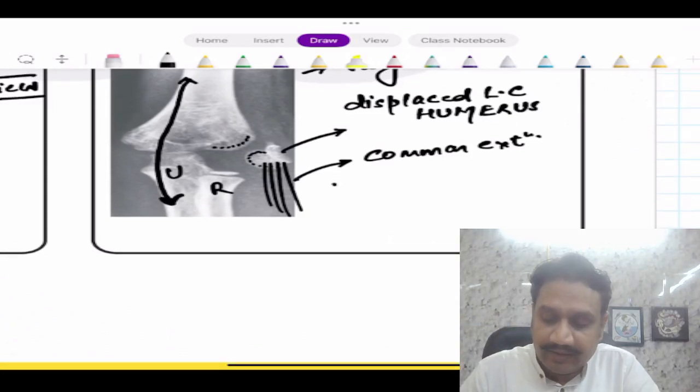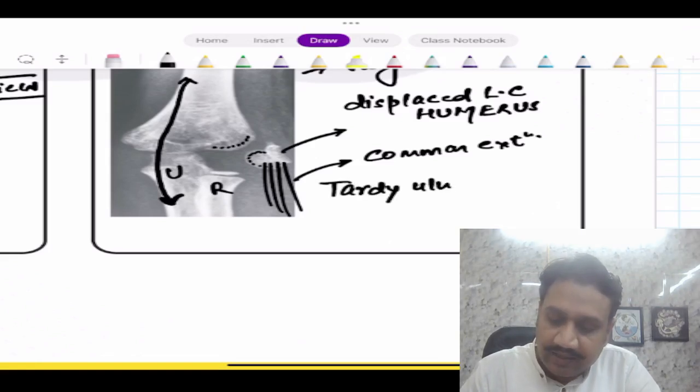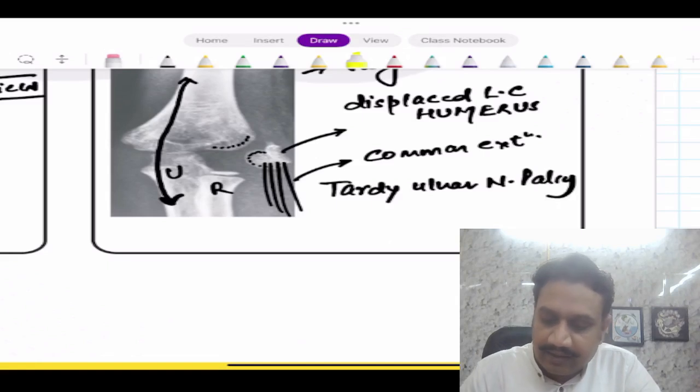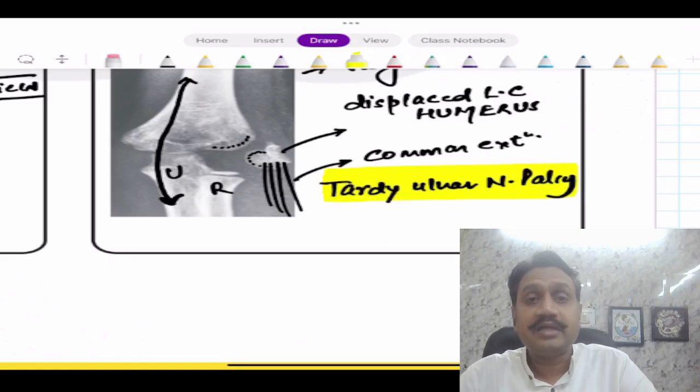And that is why, what do we call it? The lateral condyle is related to late involvement of the ulnar nerve. So tardy ulnar nerve palsy. Okay, so this is tardy ulnar nerve palsy.